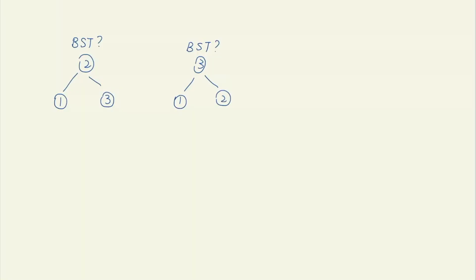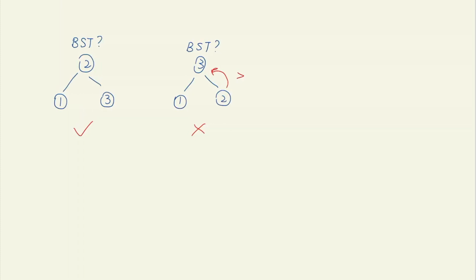If you're looking at a tree with its root value 2 and its left child valued 1 and its right child valued 3, is it a binary search tree? It is. Now let's look at another tree with its root value 3 and its left child's value 1 and its right child's value 2. Is this a binary search tree? Apparently no, because the right child needs to be greater than its parent node's value.